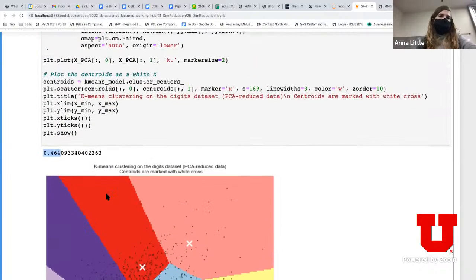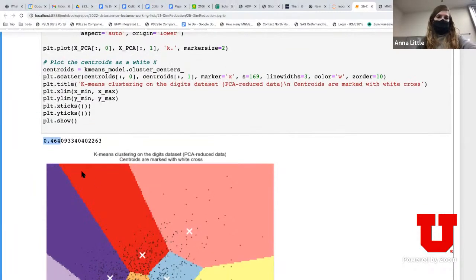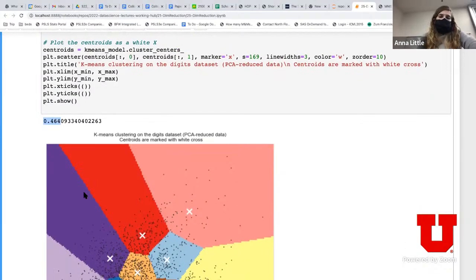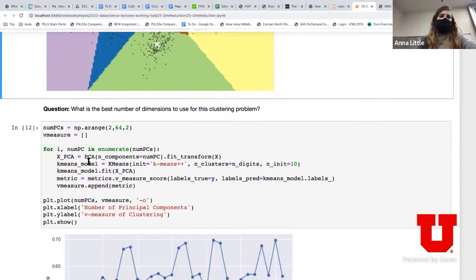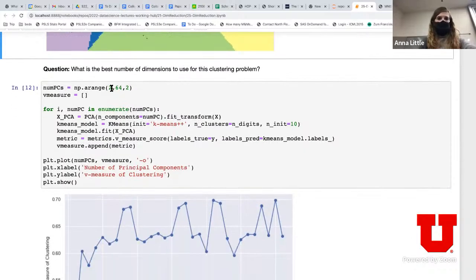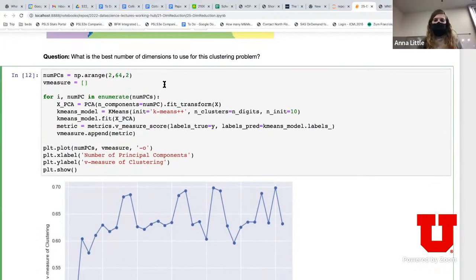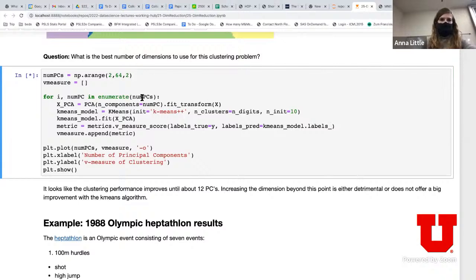We might think, well, when we did a 2-dimensional PCA and then clustering, it didn't go so well, and we got a very bad V-measure. Maybe we didn't use enough dimensions. Can we repeat this procedure with a larger number of dimensions? Let's try starting with 2 dimensions in increments of 2 up to 62. So if we do that, we can repeat this procedure.